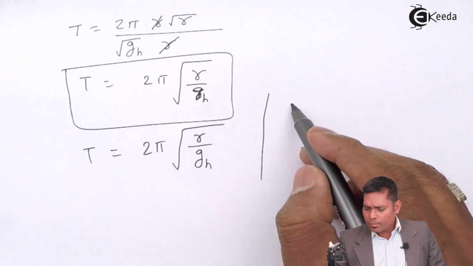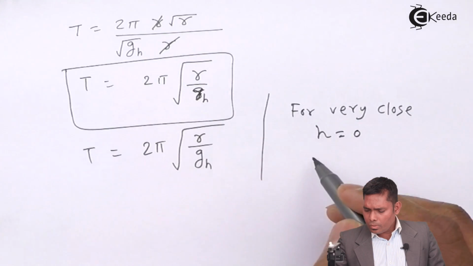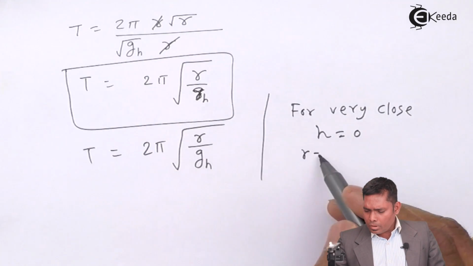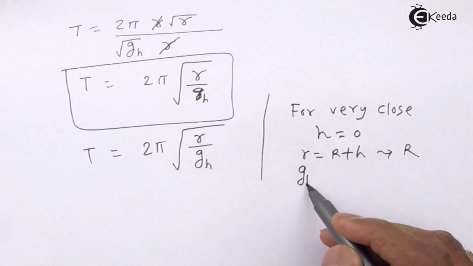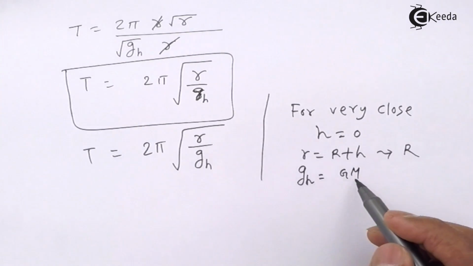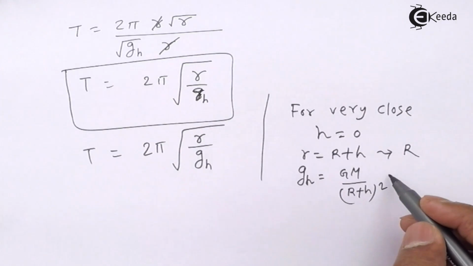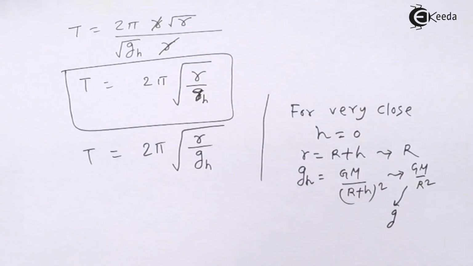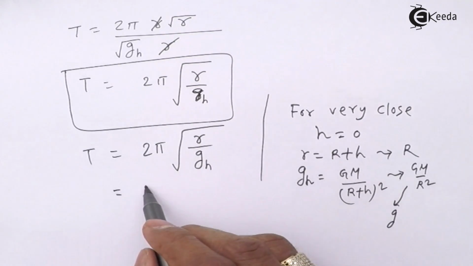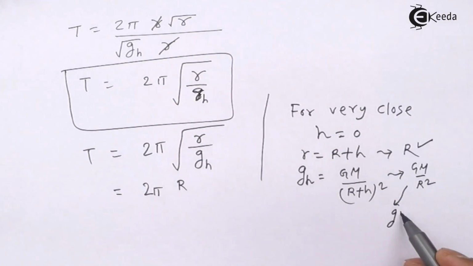Now for very close, h is 0, that means this r, which is R plus h, will tend to R, and the g_h, which is GM over R plus h the whole square, will become GM over R squared, which tends to g. That means for very close rotation, this will become 2 pi, the small r will become capital R, and this g_h will become g.